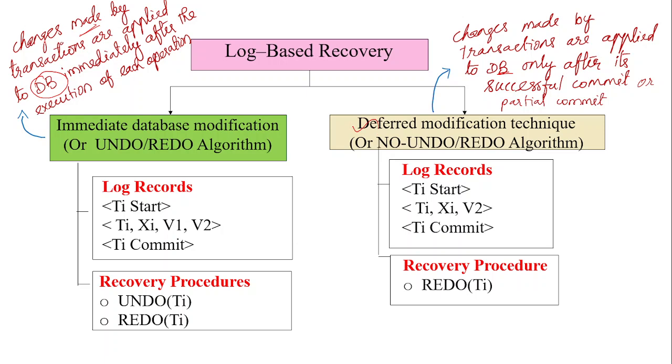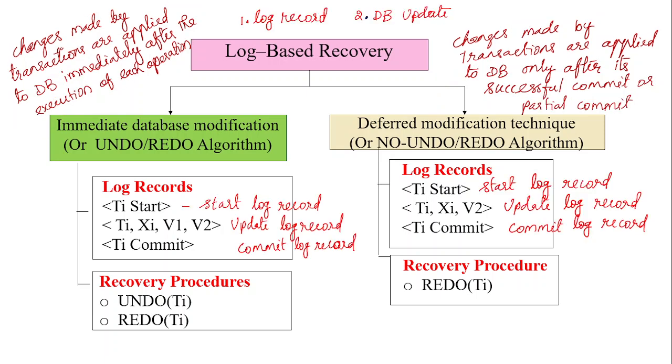Whereas here, since changes are made to the database immediately after the execution of each operation, this is known as immediate database modification technique. In both the cases, either the database update is deferred until the partial commit of the transaction, or else the change is made immediately, as in immediate database modification technique.